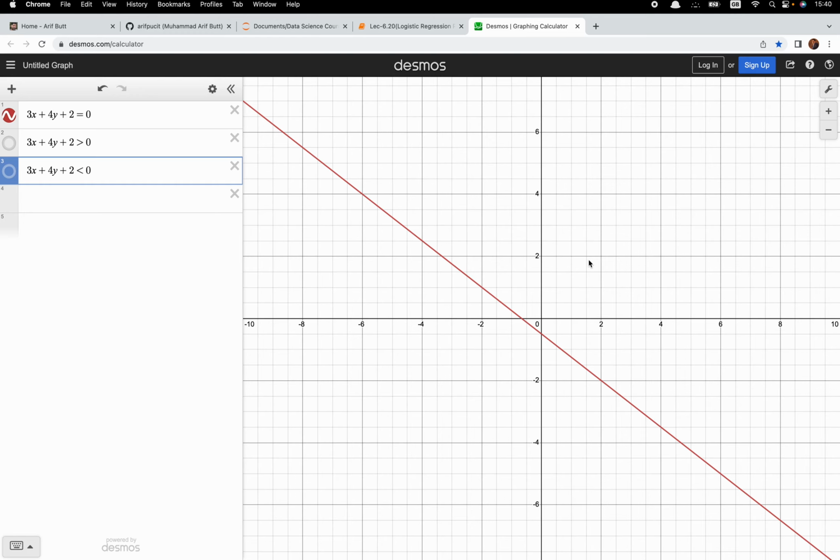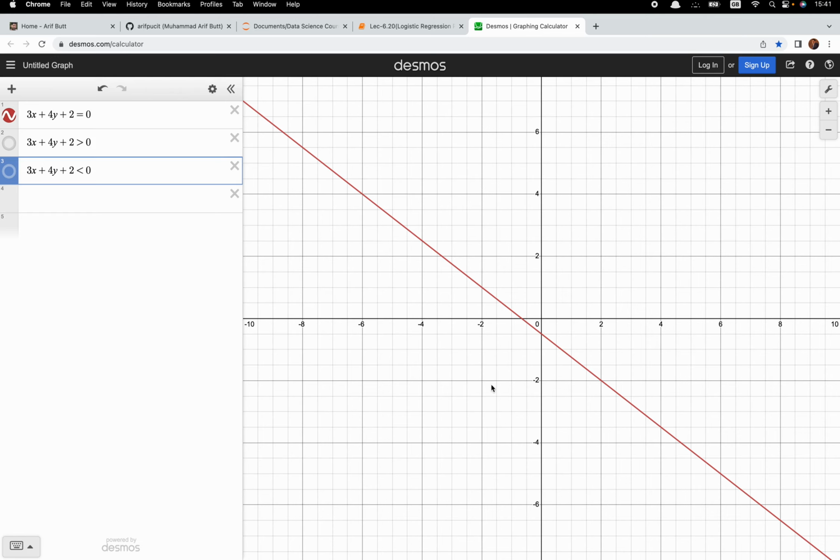Well, it's simple. You use this point 2, 2, you plug in x is equal to 2 and y is equal to 2 in this equation. 3 times 2 plus 4 times 2 plus 2 comes out to be 16, which is of course greater than 0. And that is, it satisfies this inequality, and this point 2, 2 falls in this positive region.